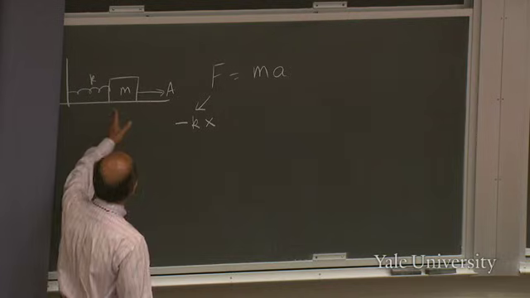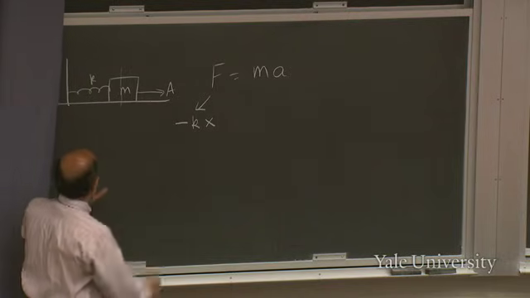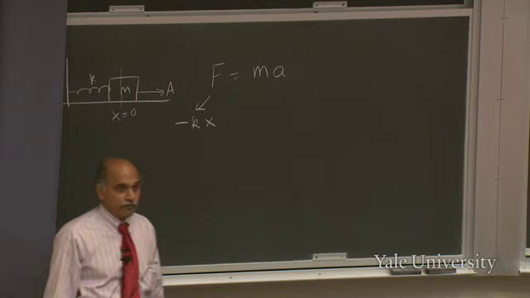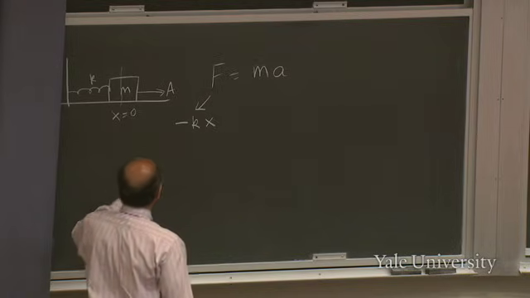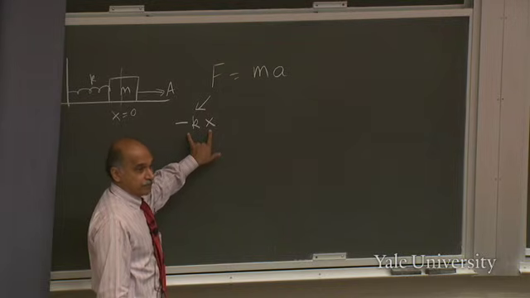If I start off the mass in a position where the spring is neither expanded nor contracted, that's what we like to call x equal to 0. So I pulled it to x equal to a. Now what I'm told is, when you pull it to any point x, that's the force the spring exerts.